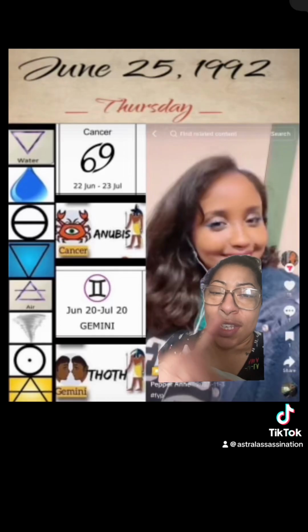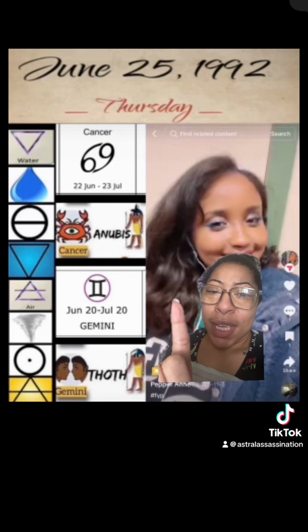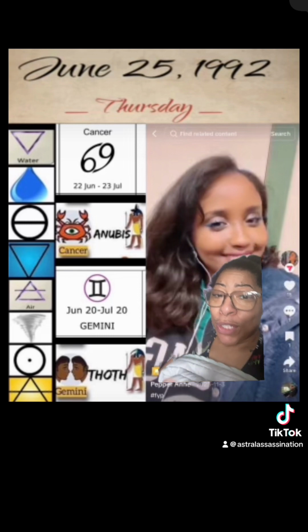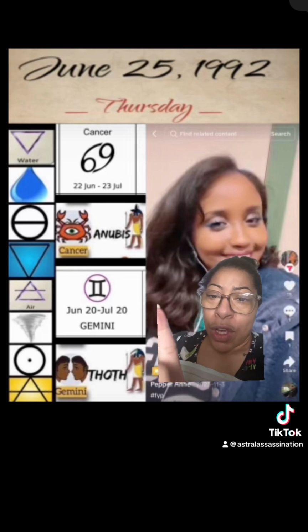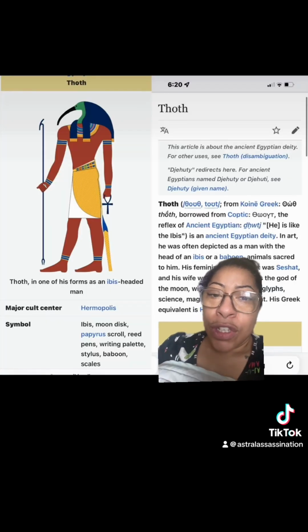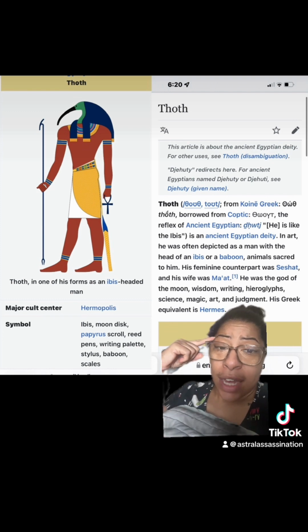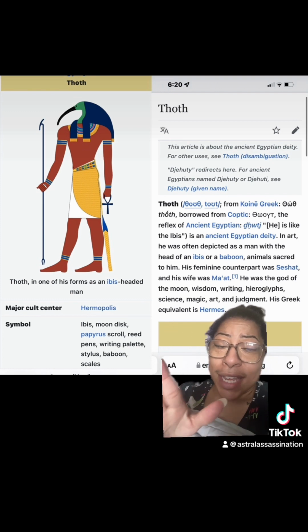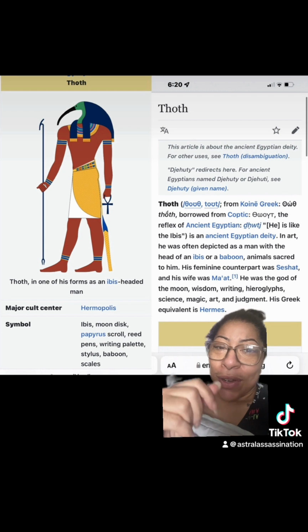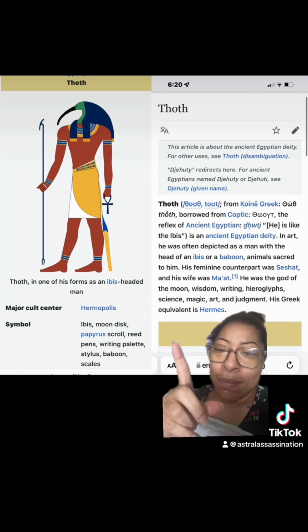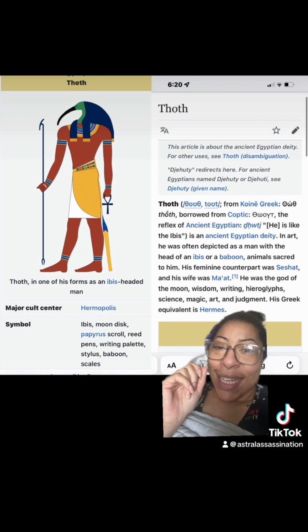So for this birthday decode, I'm doing June 25th, which would be Cancer, Anubis, Gemini, Thoth, which is why I'm bringing up Thoth. Water is Cancer and air is Gemini. So you can press pause and read and go look up more about Thoth. But Thoth, think about thought. Thought and Thoth, same thing, train of thought. Okay? So when you're thinking, that is Thoth. Ibis, Mundus, papyrus, skull, reed pens, writing palette, stylus, baboon, and scales.